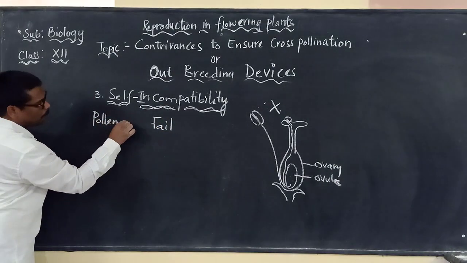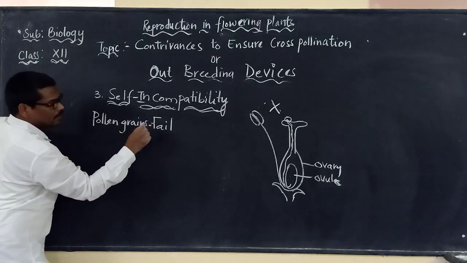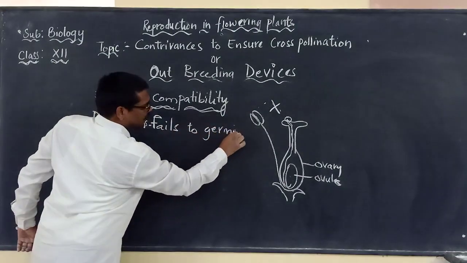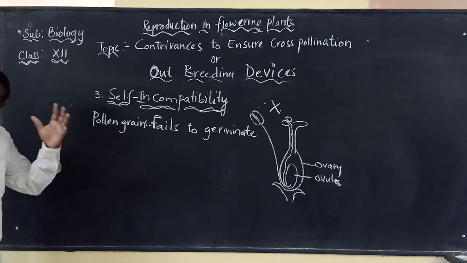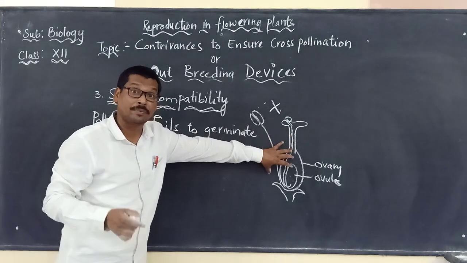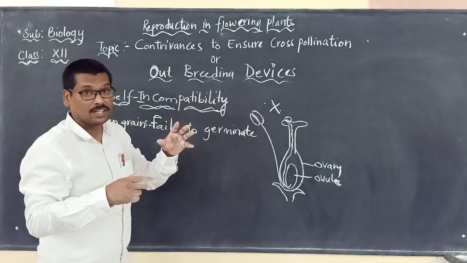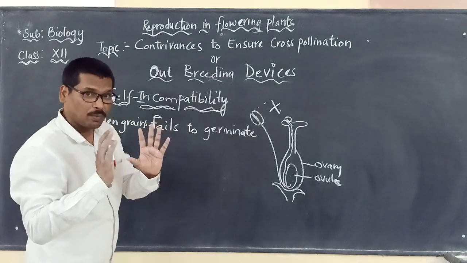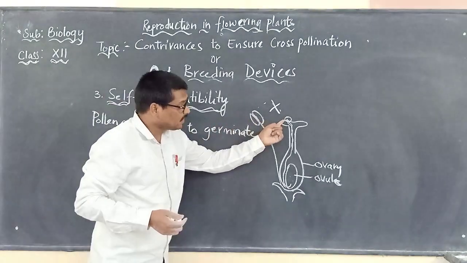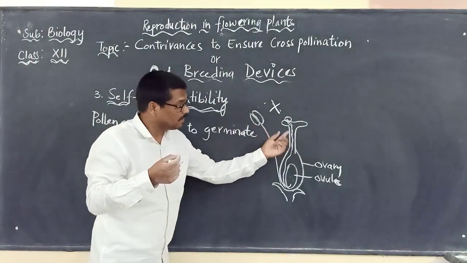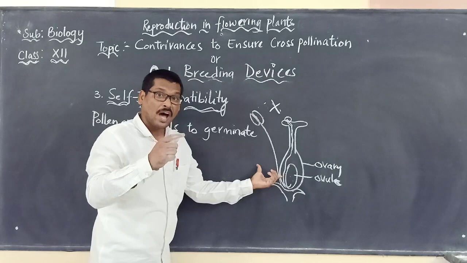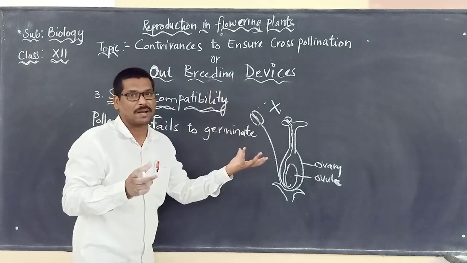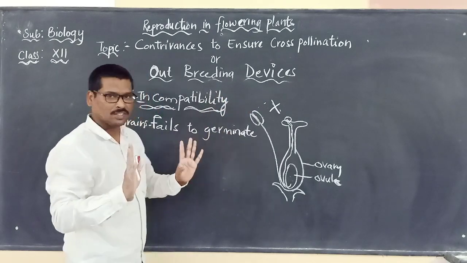Pollen grains fail to germinate on the stigma of the same flower, or even of another flower born on the same plant. Which means, in simple terms, the pollen grains will fail to germinate even if they are falling on the stigma of the same flower or of another flower on that same plant. There also it cannot germinate.